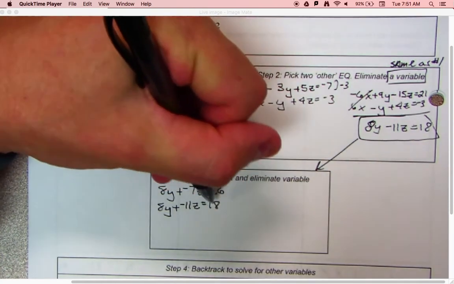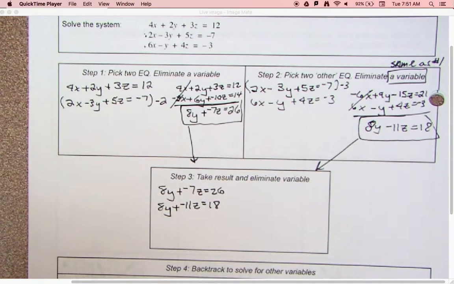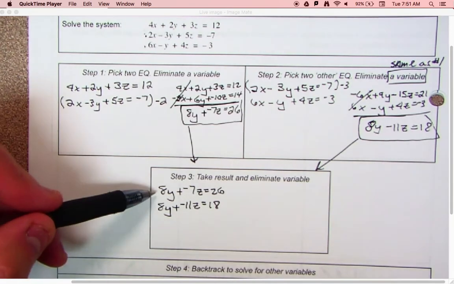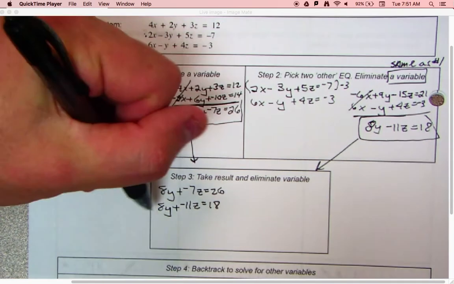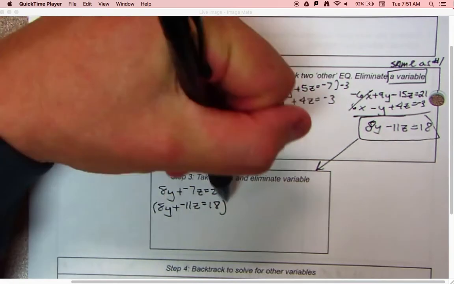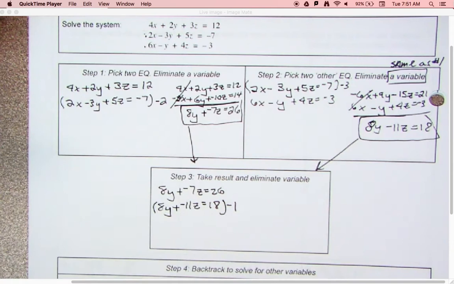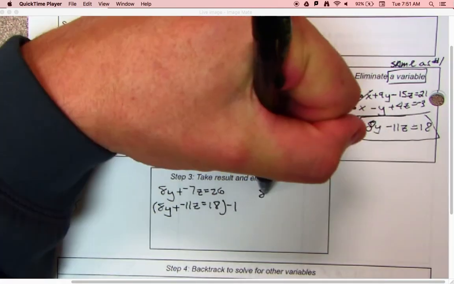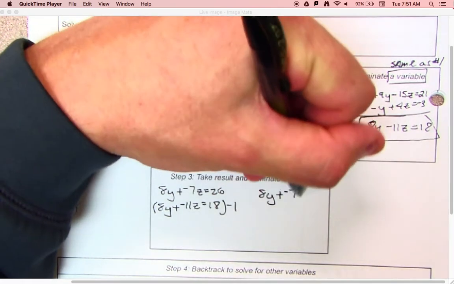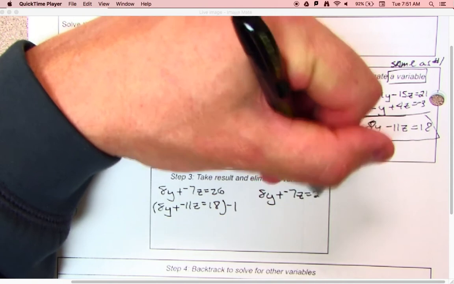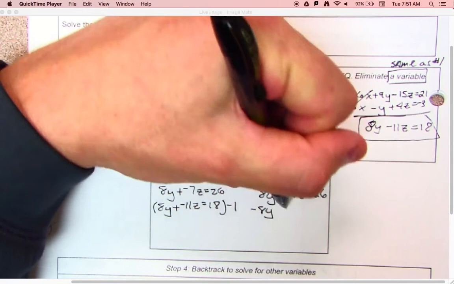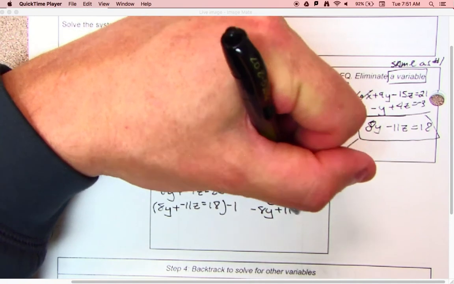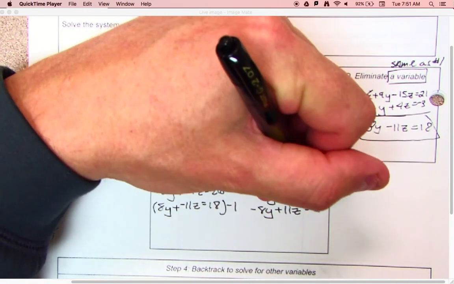equals 18. And what I can do is pick one of these two equations and multiply by negative 1 to give me opposites. So this one works out really, really nice. So I'm going to take this one. Why that one? Doesn't really matter. 8y plus negative 7z equals 26. And then I get negative 8y plus 11z equals negative 18.